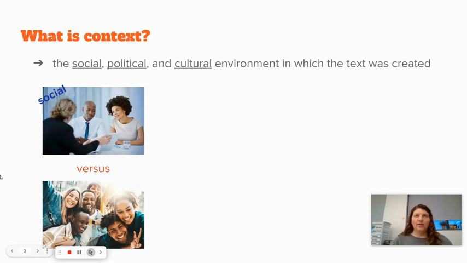Social environment is like the norms that are established and that we adhere to in different social settings. So in this first image, this is a picture of people that are in an interview, and then these are people that are just hanging out. The social norms in an interview are that you dress professionally, you use language that is appropriate for the job, your posture may be more formal than if you're hanging out with your friends. So in those different social environments, we act differently.